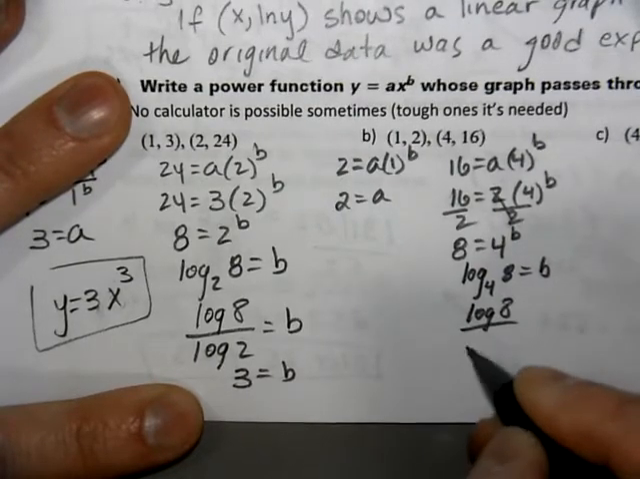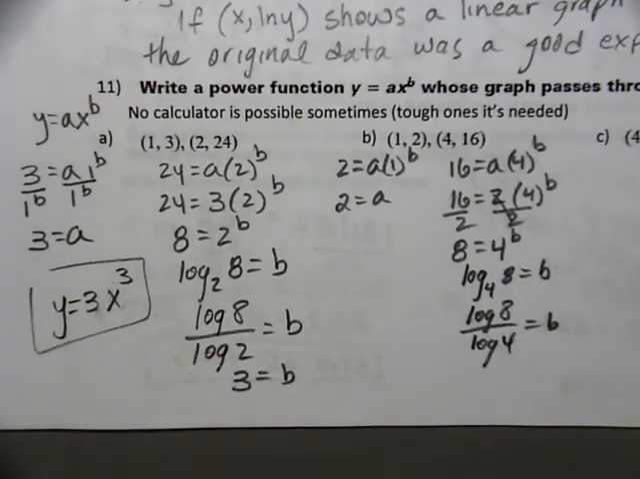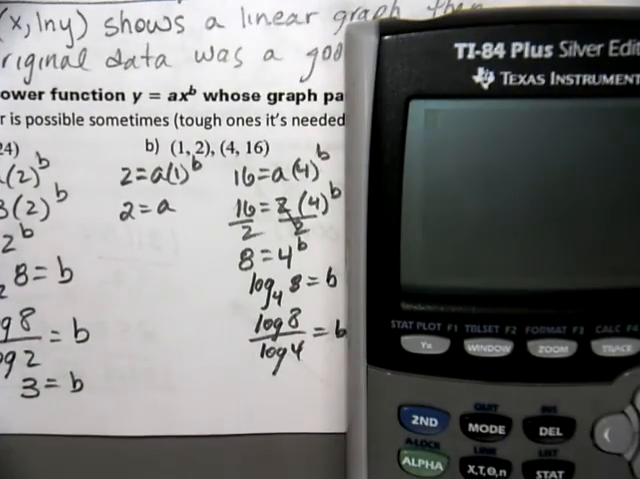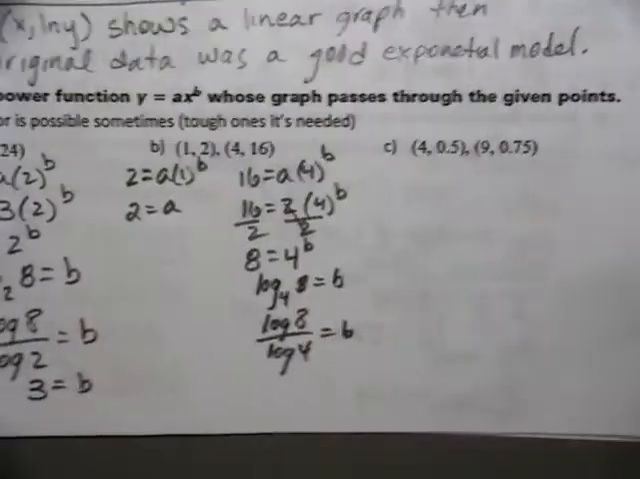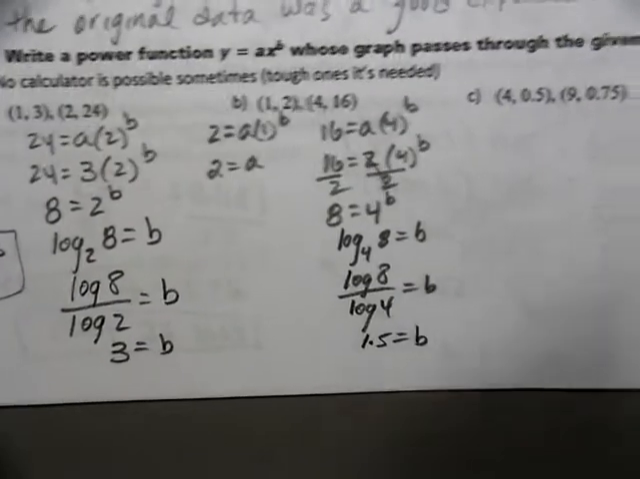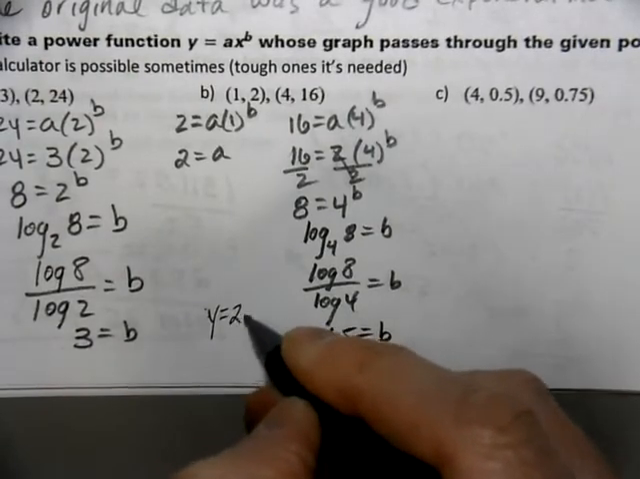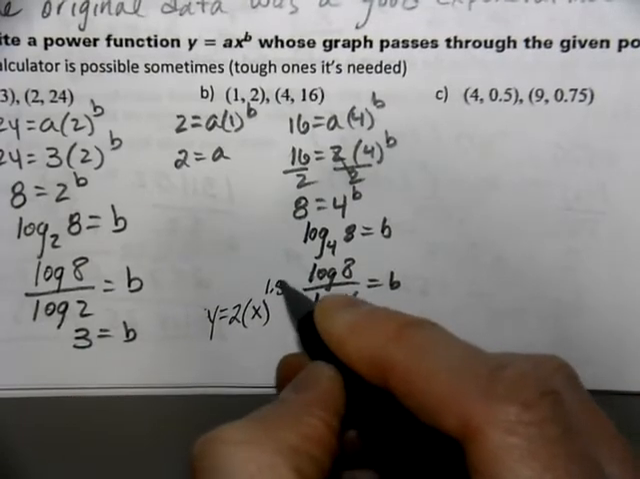Log of 8 over log of 4. Change of base formula. Bring it over to a calculator. We're going to do log of 8 divided by log of 4. We get 1.5. So our final answer is y equals 2 times x to the 1.5.